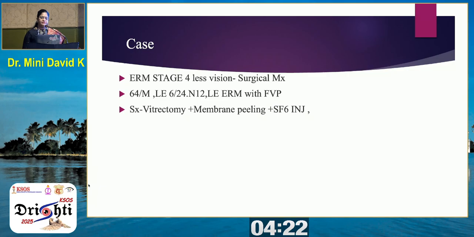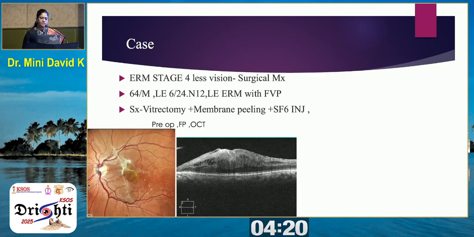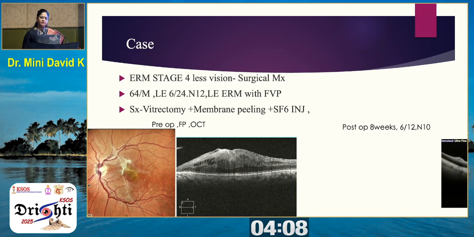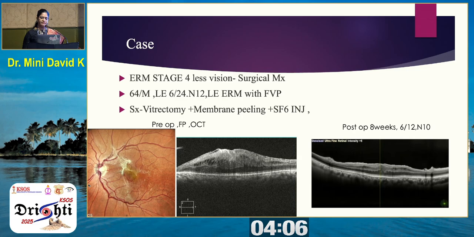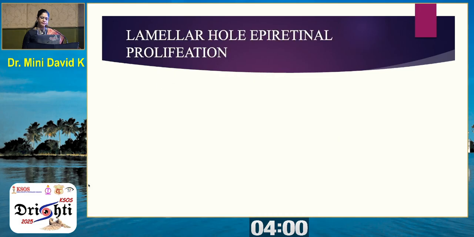And this is a case of ERM stage 4 with less vision. A 64-year-old male with 6/24 N12 vision presented with left eye ERM with FEP. The patient underwent vitrectomy with membrane peeling and SF6 injection. Post-operatively at 8 weeks, the layers were anatomically restored, with a visual acuity improvement to 6/12 N10.